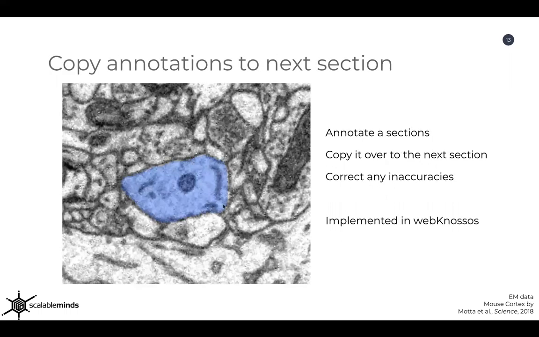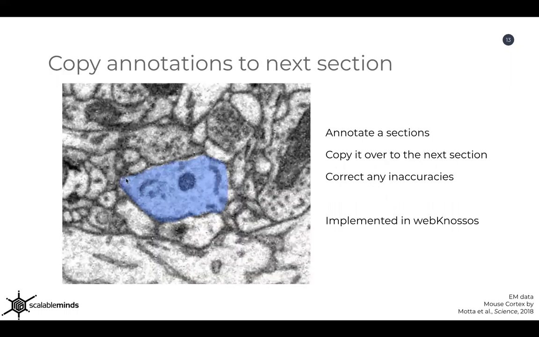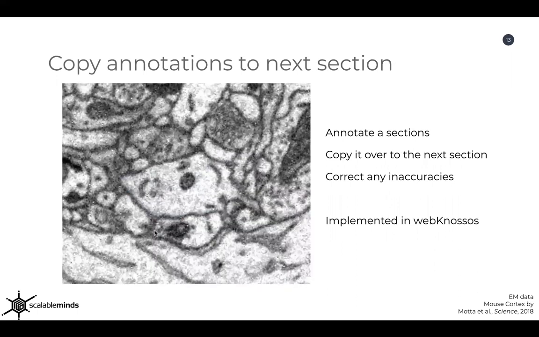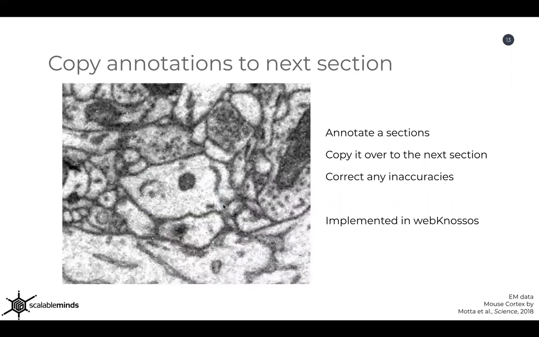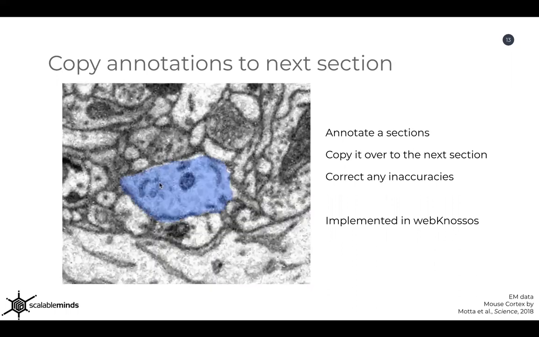What you can also do in a three-dimensional setting is save some time by just copying the annotation from one section to the next. And the idea here is that from one section to the next, your data won't be dramatically different. So you could get away with just copying it and doing some minor touch-ups here and there, and you would still get a very high quality annotation out of that.